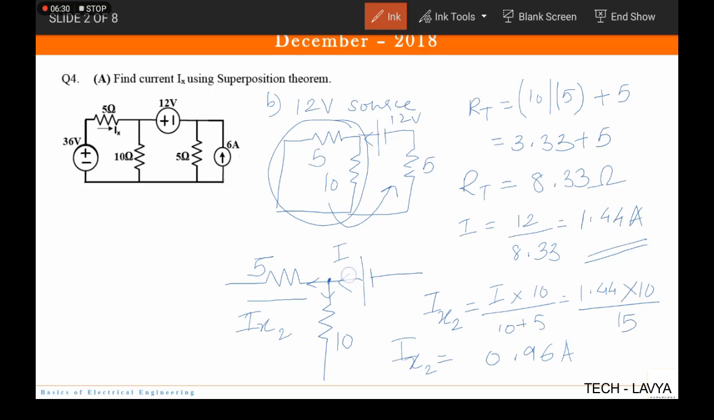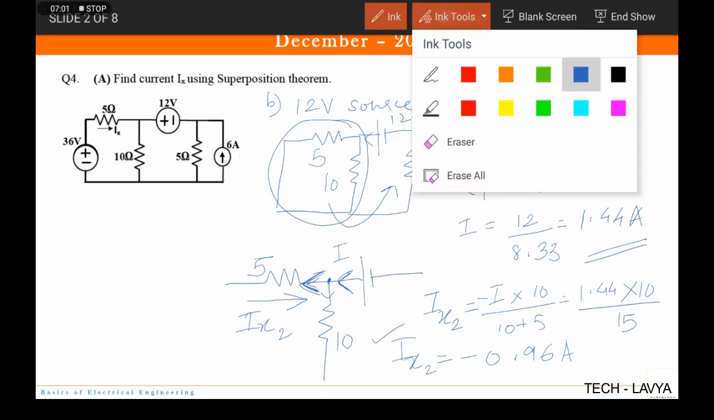Now why did I not specify the direction yet? Because here the total current is flowing from right to left, and hence the current which flows through the 5 ohm resistor also flows from right to left, whereas my IX2 will be in the opposite direction, right? So actually this current will be minus. That is why I did not specify it in the beginning, because I wanted to explain it to you. Fine. So my IX2 is minus 0.96 amperes. I hope this is clear to you.